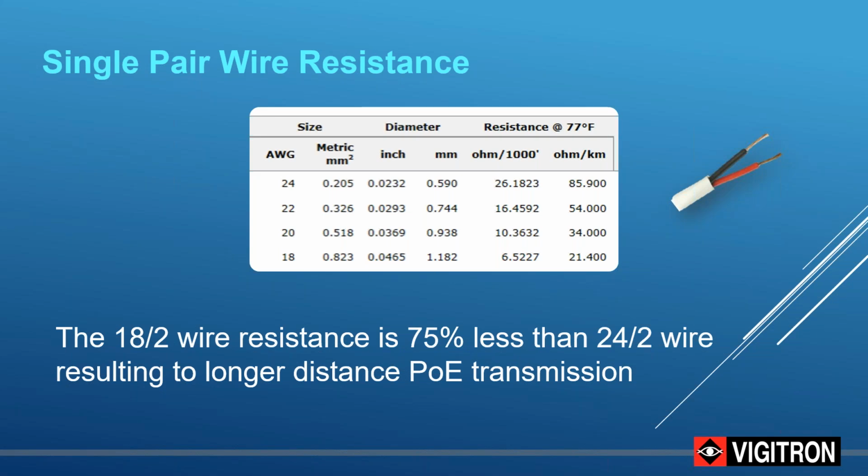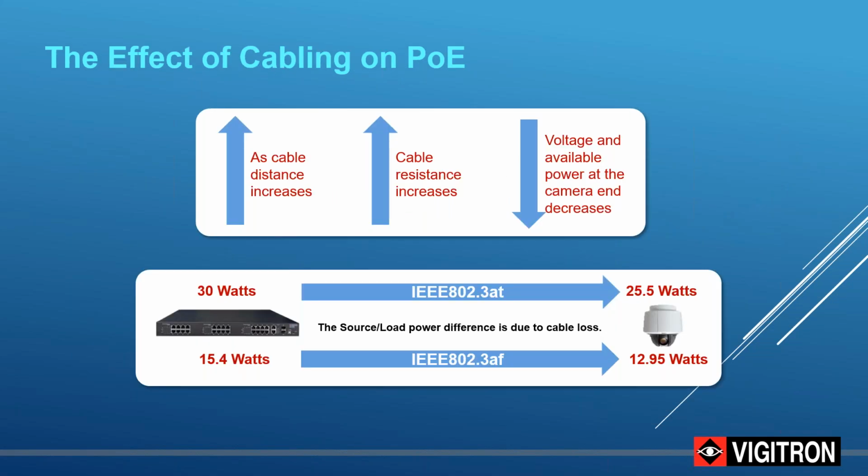So the smaller the number of the gauge of the wire, the less the resistance and the more the PoE flow. So in general, as cable distance increases, cable resistance increases and the voltage and power available decreases.